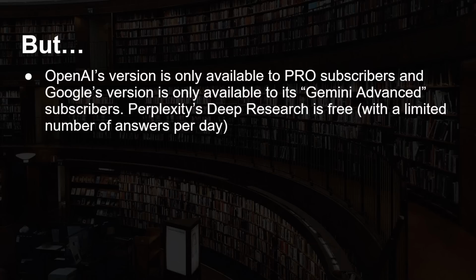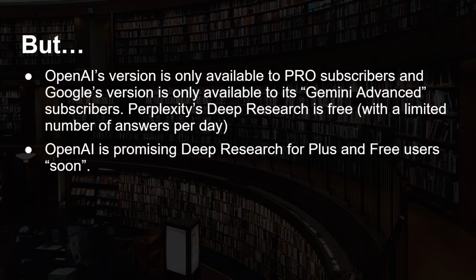And at the end of the video, I'm going to show you Perplexity's deep research and show you how that works and how you can access that for free. But OpenAI is also promising deep research for Plus and free users coming soon. So we can see there's a different spread of possibilities depending on whether you're looking for a free but limited number of results, or you want to pay $200 a month, or something in between.